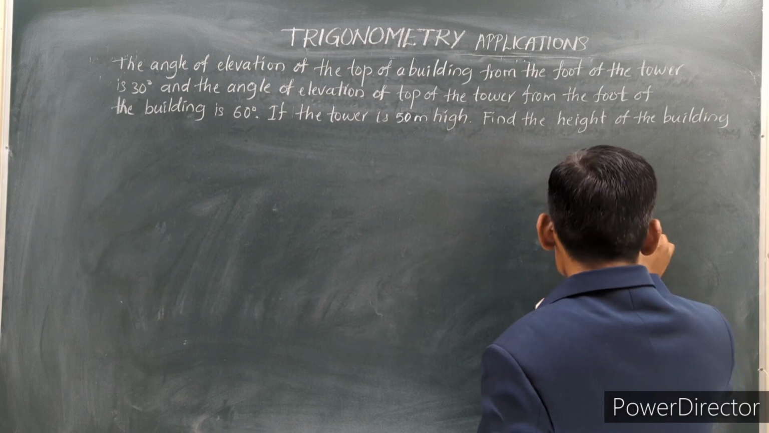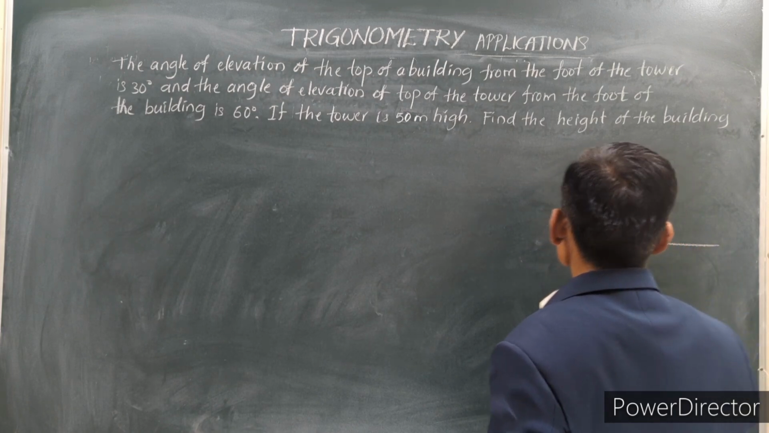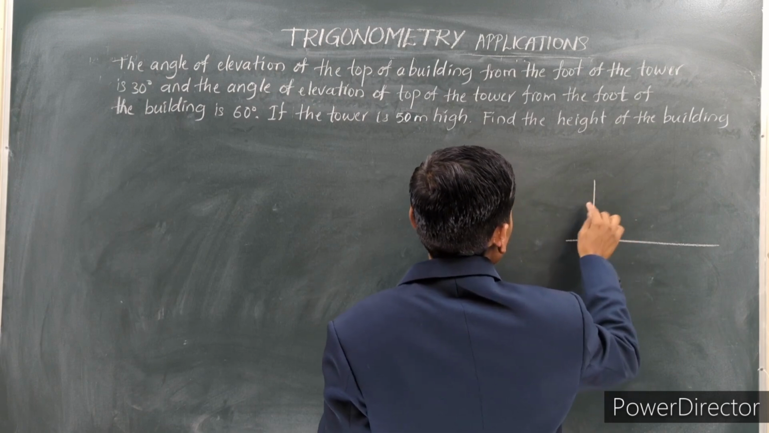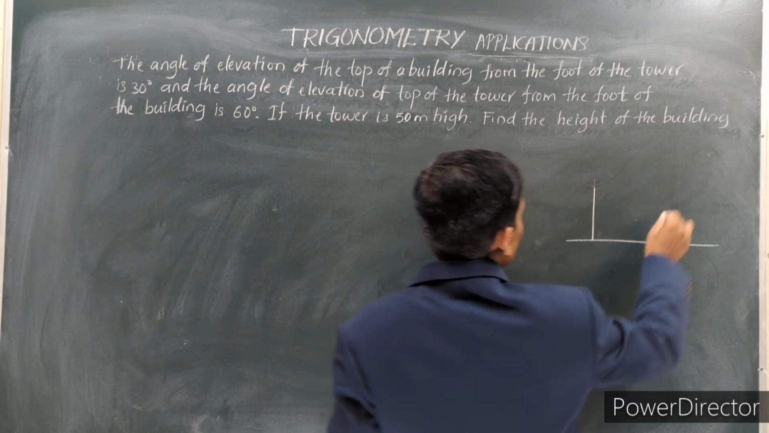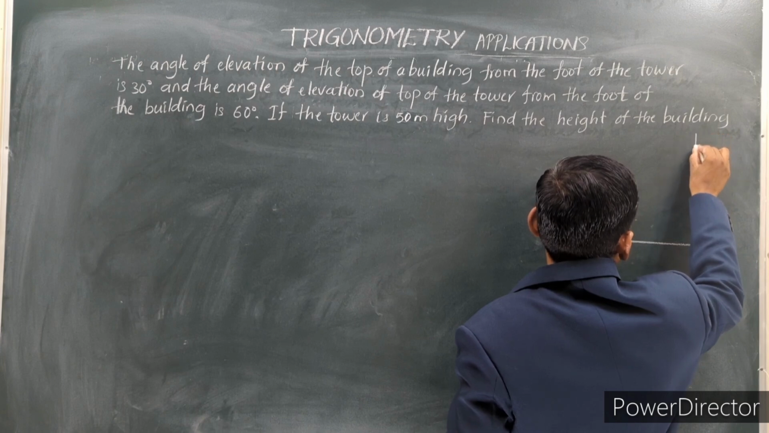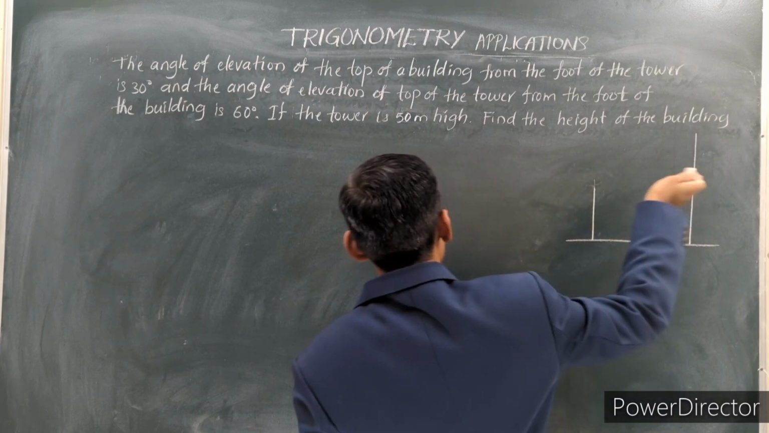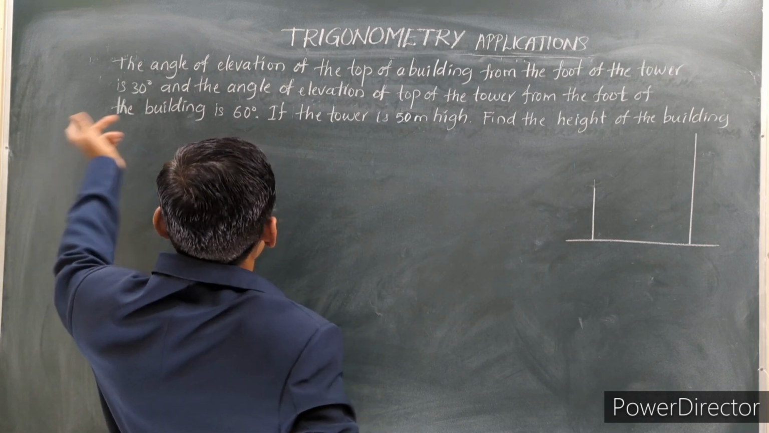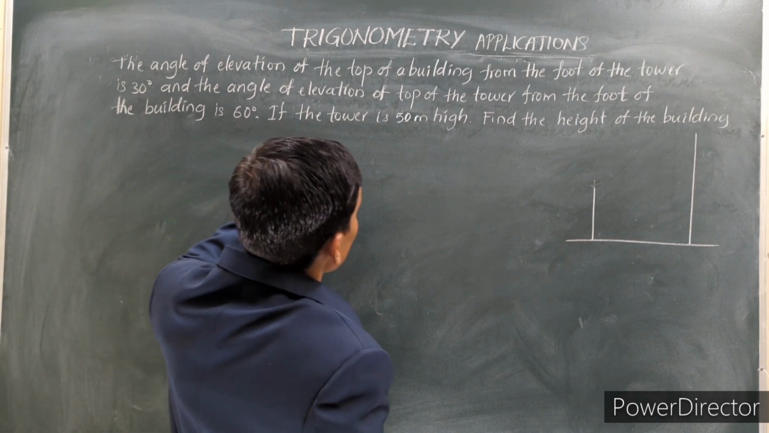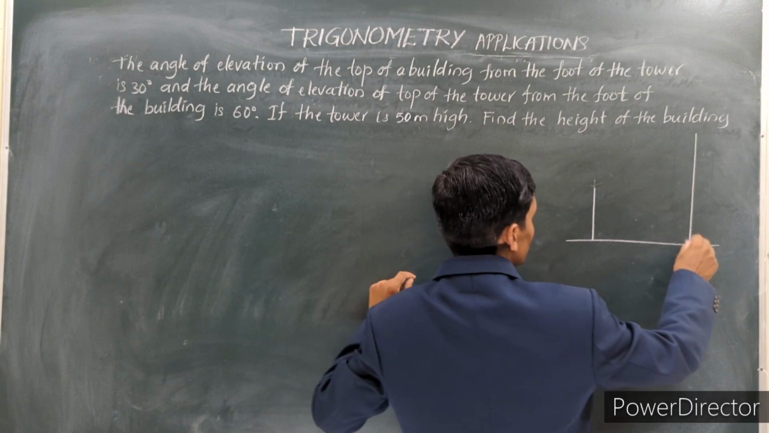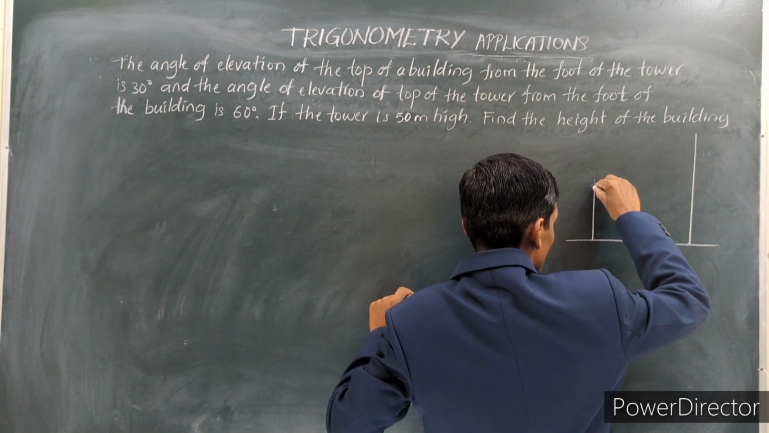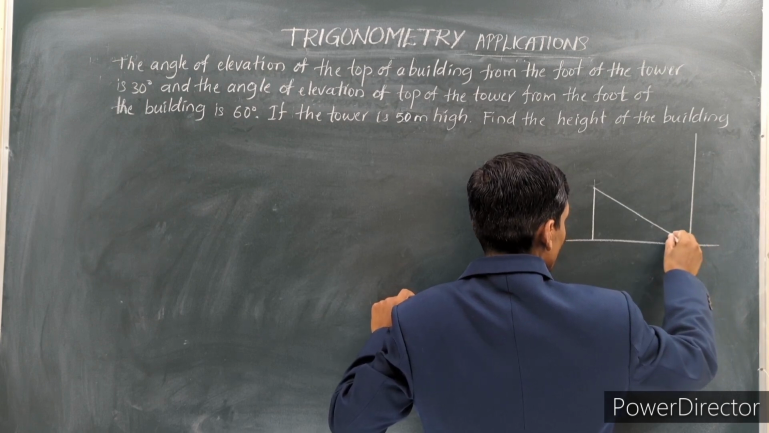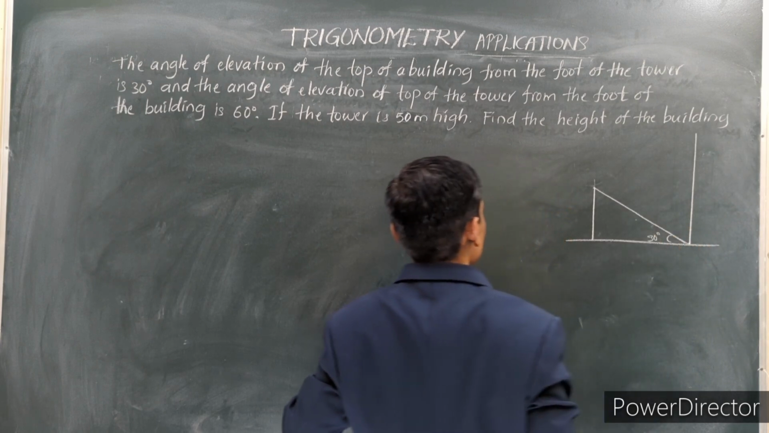What to do here? This is the ground. Here this is the building. This is the tower. The tower should be a little taller, that is why I have drawn a little longer line. What they are saying: the angle of elevation of the top of a building from the foot of the tower. This is the foot of the tower. This is the top of the building. So here this angle of elevation is how much? It is 30 degrees.